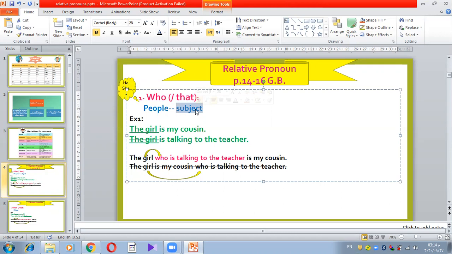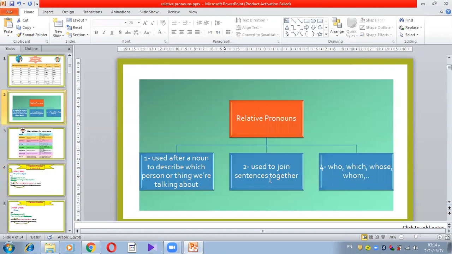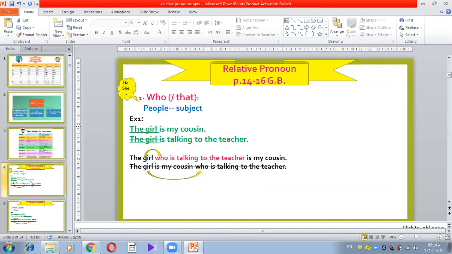Okay, let's see an example. The girl is my cousin. That's the first sentence, for example. The second one, the girl is talking to the teacher. These are 2 sentences. We would like to join these sentences together. We would like to make it just like one sentence. How can we do this?